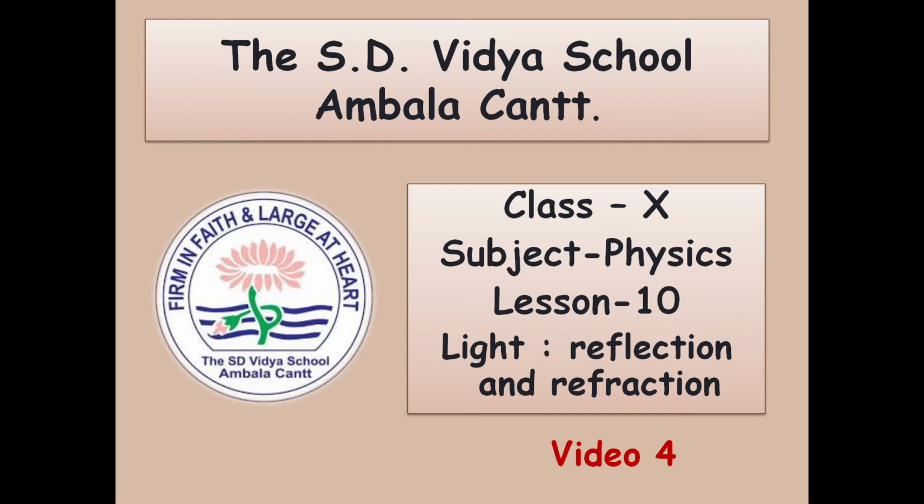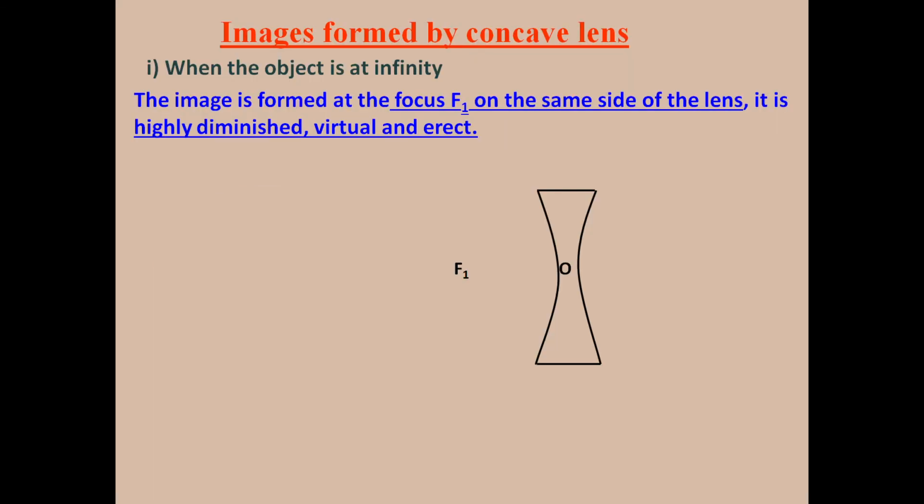Good morning, dear children. Let us continue with chapter number 10 of physics, light, reflection and refraction. Here in this video, we will learn how images are formed by concave lens. There are two cases. Case 1, when the object is at infinity. Case 2, when the object is between infinity and optical center O of concave lens. So let us start. Case 1, when the object is at infinity.